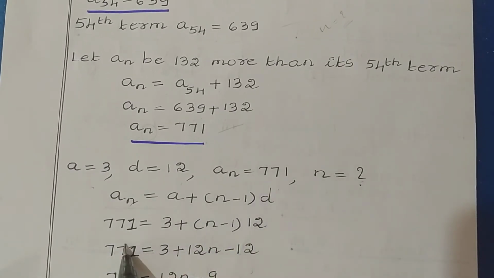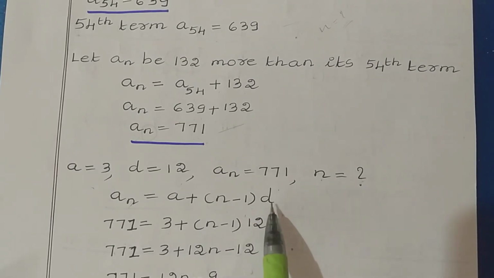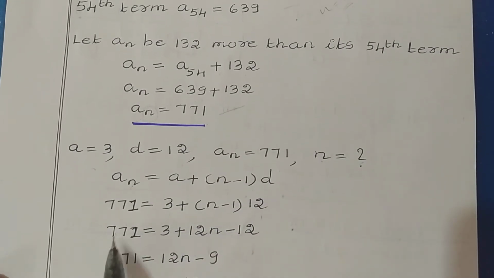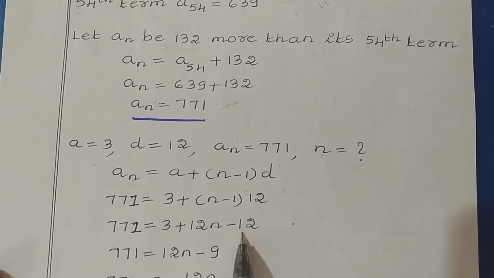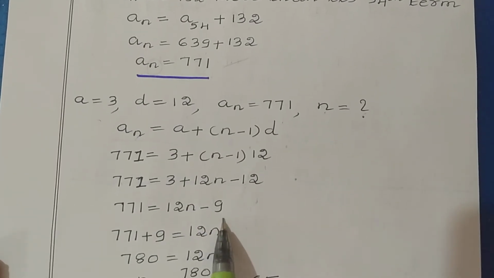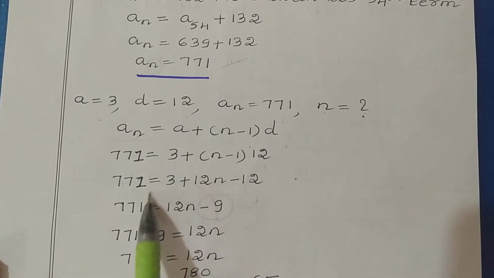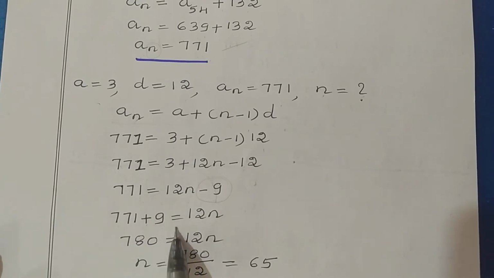An is 771, a is 3 plus n minus 1, n we need to find, so n minus 1 into d. d is 12. 771 is equal to 3 plus 12n minus 12. 771 is equal to 3 minus 12, which is minus 9, so 12n minus 9. Take this minus 9 to the left hand side. That becomes plus 9. 771 plus 9 is equal to 12n. So here we get 780 is equal to 12n.